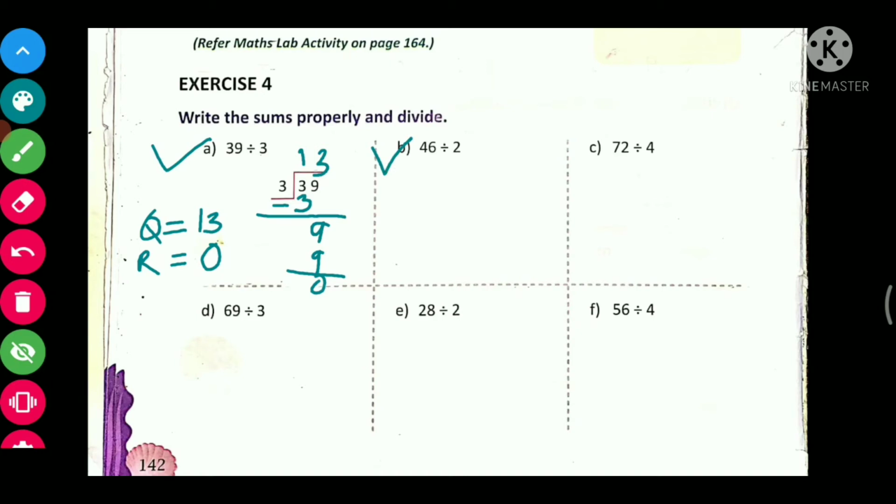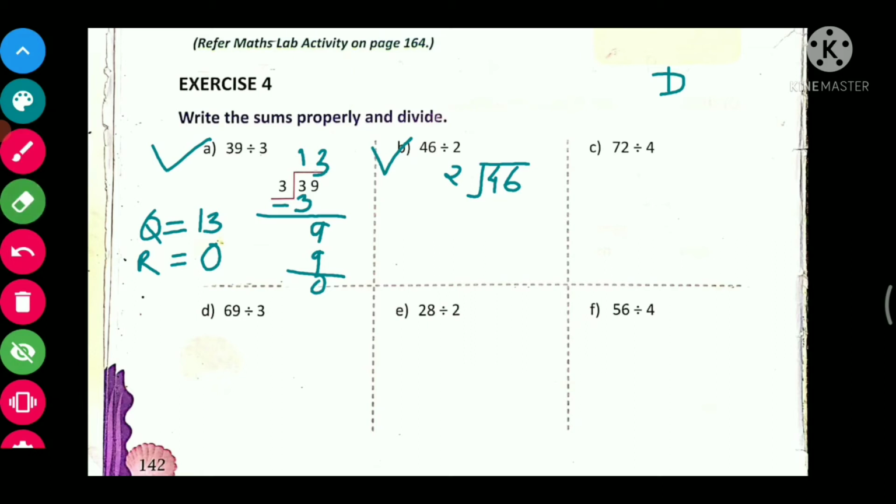Now see the B part. 46 is the dividend, so we'll write 46, and here we'll write the divisor, that is 2. Now we'll see the tens place value. 4 is there. Always remember, the divisor should be equal to or less than the dividend.